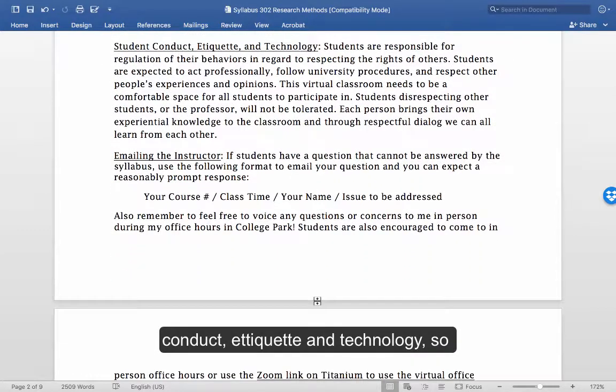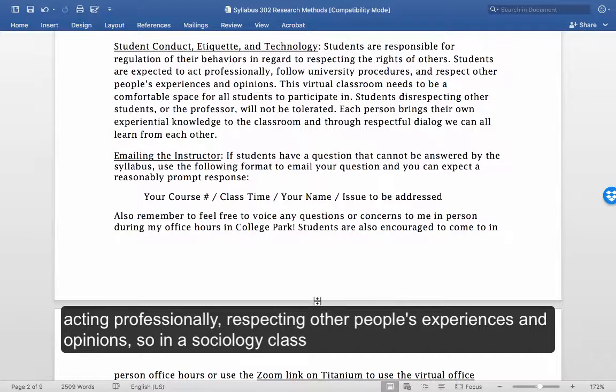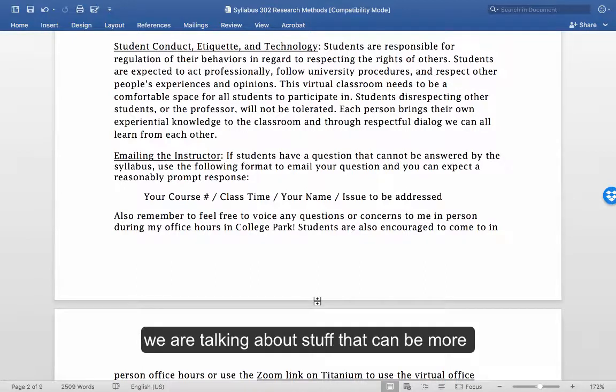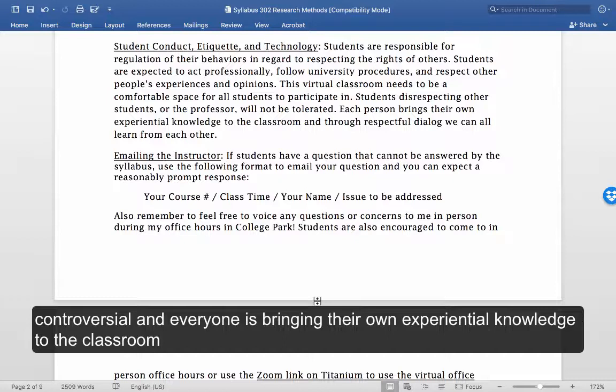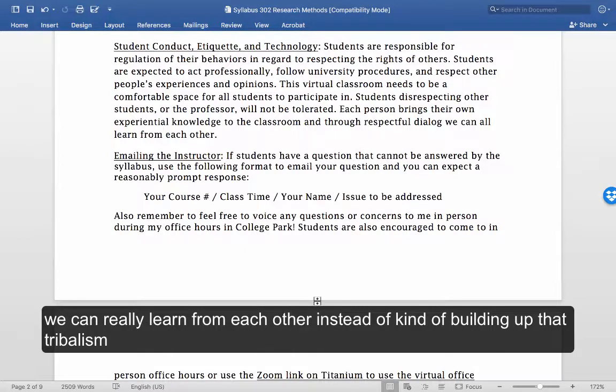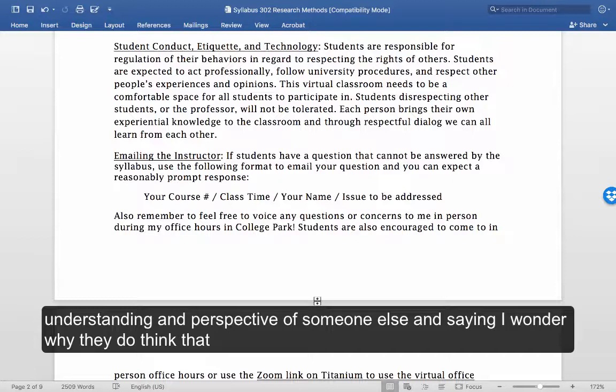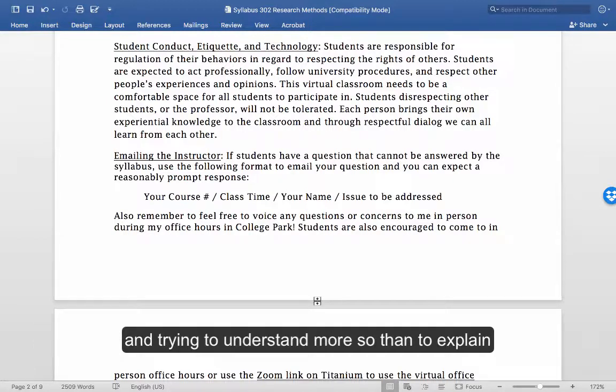Okay. Conduct, etiquette, and technology. So obviously there's certain expectations that the whole university has, right? Like following their procedures, acting professionally, respecting other people's experiences and opinions. So in a sociology class, we're talking about stuff that can be more controversial, right? And everyone is bringing their own experiential knowledge to the classroom. So when we actually are respectful in our dialogue, we can really learn from each other instead of kind of building up that tribalism wall of like us versus them or things like that. Just really trying to step into the understanding and perspective of someone else and saying, I wonder why they do think that, right? And trying to understand more so than to explain, right?